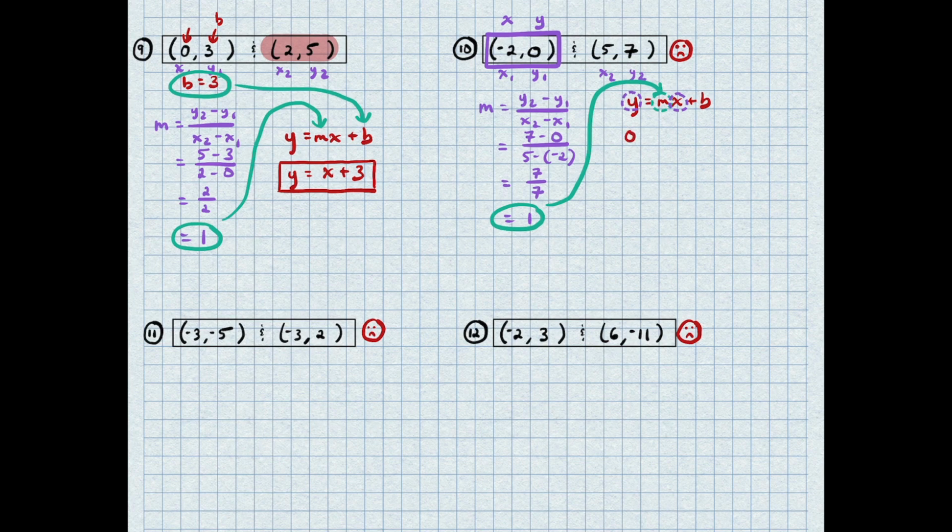Substituting in, we're going to get 0 is equal to 1 times -2 plus b. 1 times -2 is just going to be -2, so we'll get 0 is equal to -2 plus b. To isolate b, we'll add 2 to the left and add 2 to the right, and we'll finally get that b is equal to +2. Now that we know what b is, we can write our linear equation. Our final equation is going to be y is equal to 1x, or just x, plus 2.